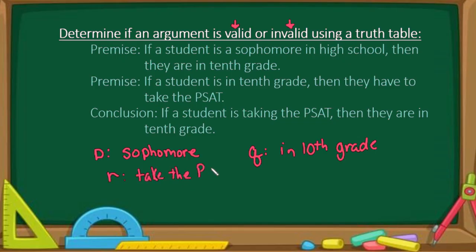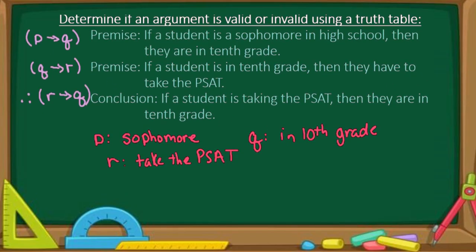Okay, so we're going to go through and write each of these statements in symbolic form. Our first premise is if a student is a sophomore, so if P, then they are in 10th grade, so then Q. That's our first statement. Our second statement is if a student is in 10th grade, so that's if Q, then they take the PSAT, which is R. And our conclusion, we use these three little dots to represent therefore. Our last statement is if a student is taking the PSAT, which is R, then they're in 10th grade, which is Q. So you want to keep track of all of your statements that you are given.